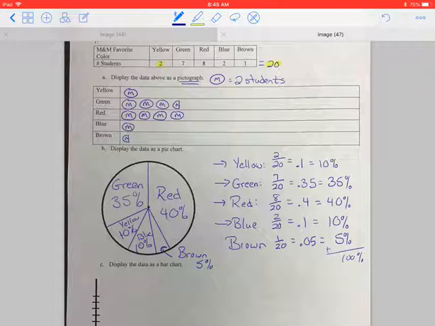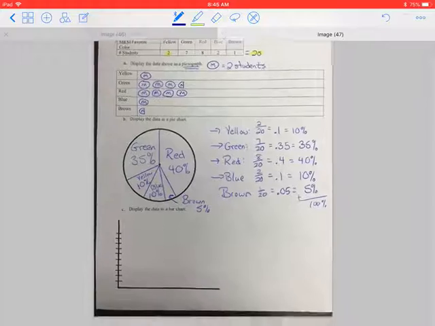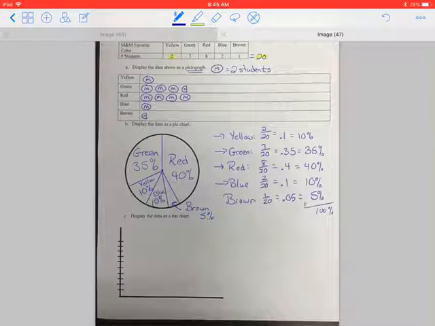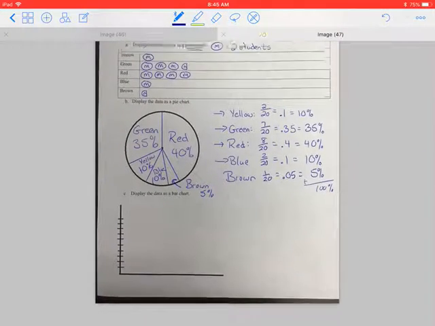All right, so that's how you make a pie chart. You don't have to be completely perfect, but the biggest percentage has to have the biggest piece, and the smallest percentage has to have the smallest piece. All right, now our last one we're going to do is a bar chart. Okay, so what we have for a bar chart, let me zoom in on this.